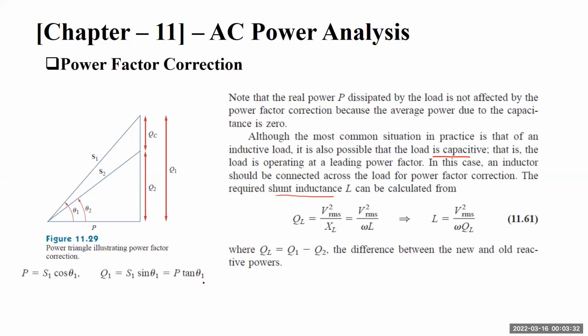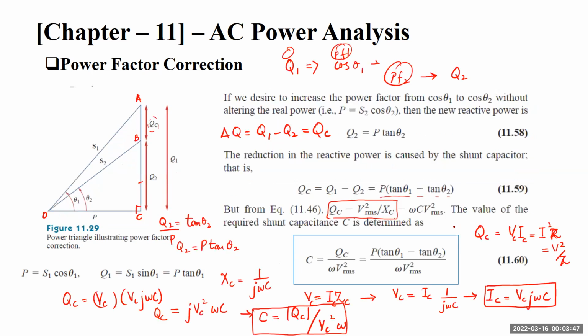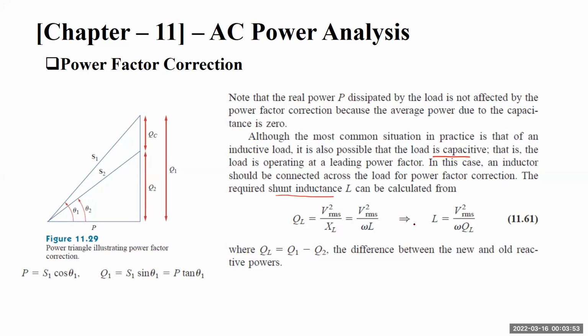Q1 minus Q2 will be again P tan theta1 minus P tan theta2, and the values will be the same. Just this value of capacitance will be, so we have C equals V square over omega QL. The only difference is that this relationship is inversed, because impedance ZL will be j omega L, and we have ZC as 1 by j omega C, and that has basically reversed this relationship. So let's solve an example and see how this thing can be done.